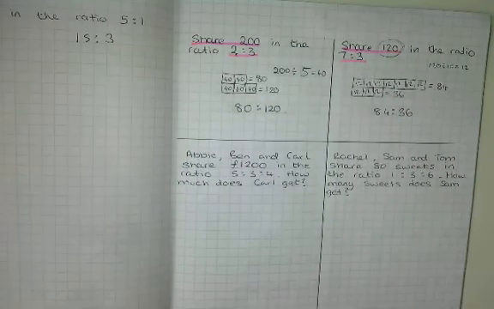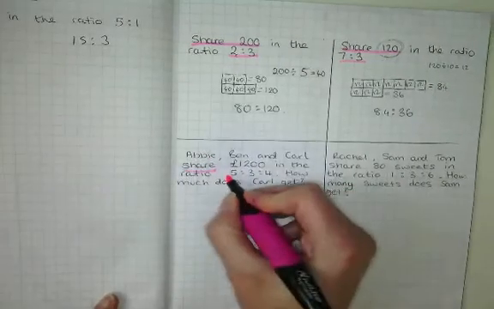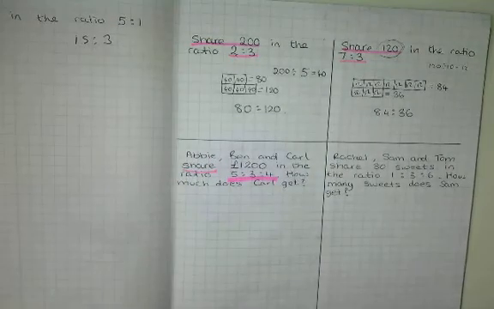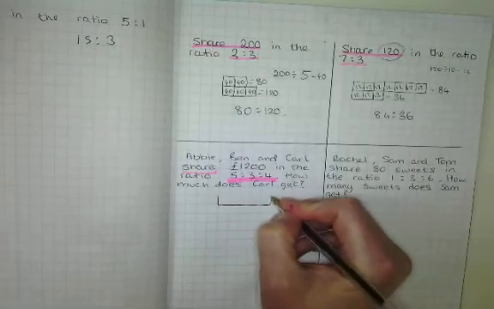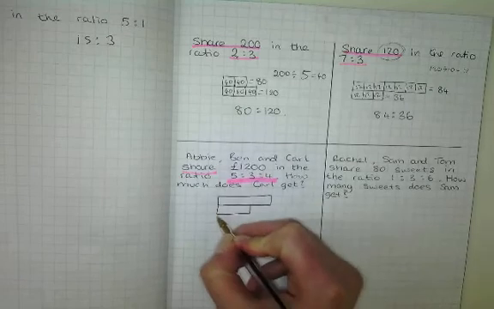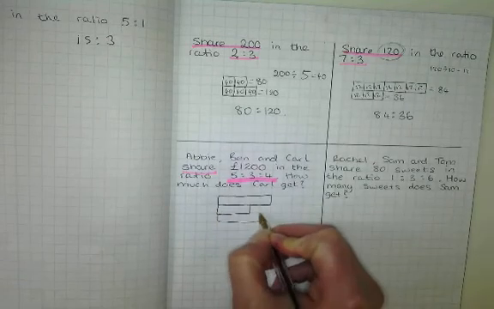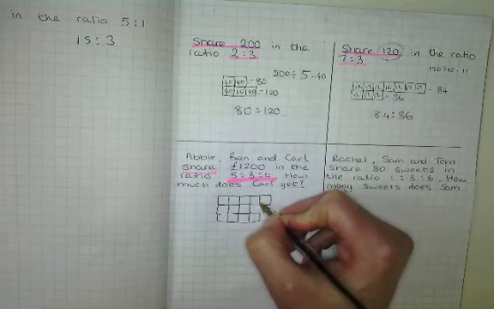Okay, let's have a little look at this worded problem at the bottom. Abby, Ben and Carl share £1,200 in the ratio 5:3 to 4. So we're going to draw out our boxes because I've seen that word share and I've got my ratio. So I'm going to draw 5 boxes, 3 boxes, and then finally 4 boxes, making sure it's all in the correct order.